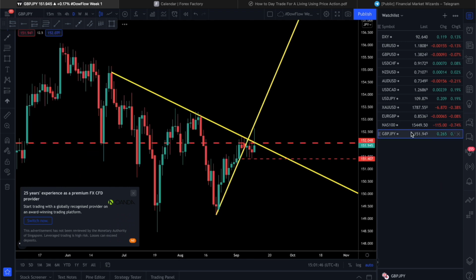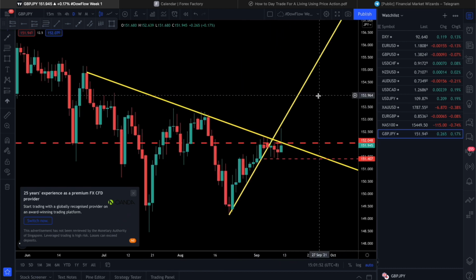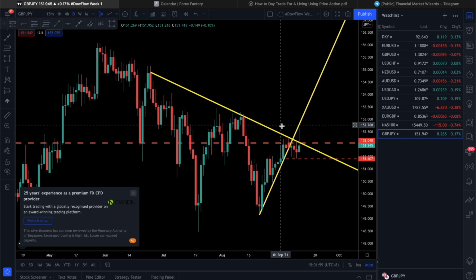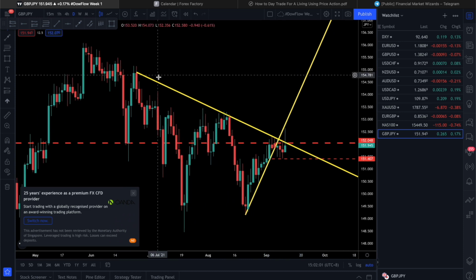And lastly, we have pound yen. Pound yen was very tricky last week. Okay, in fact, you see this nasty pin bar here. This is a very, very nasty pin bar where I think a lot of people got stopped out. People who went long will have lost money. Still, these levels are still intact.